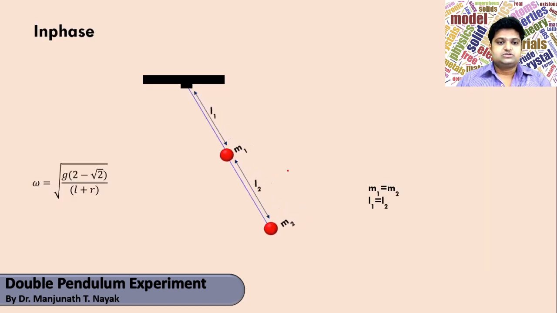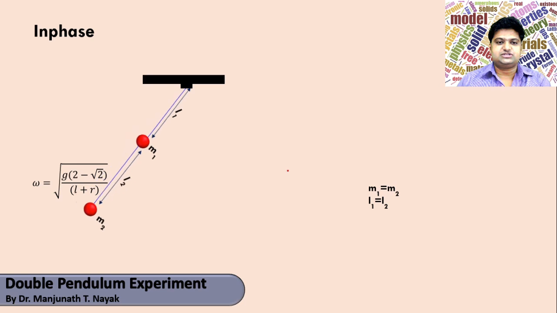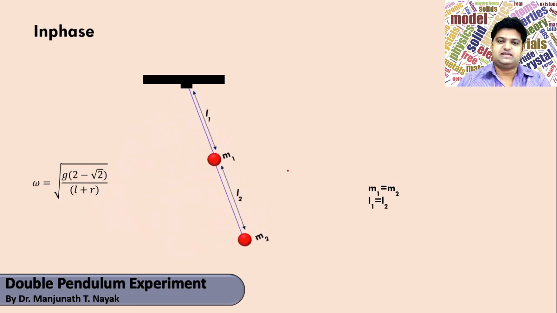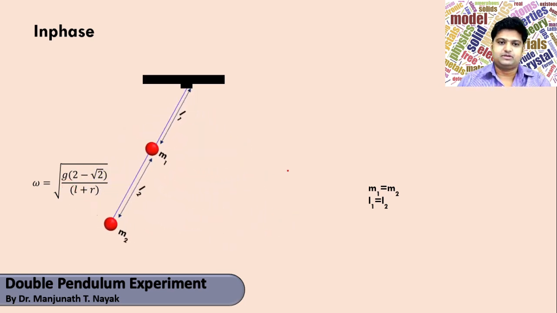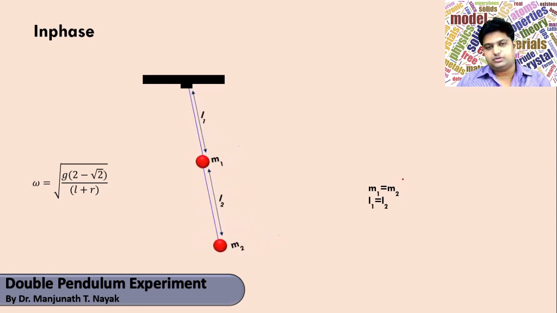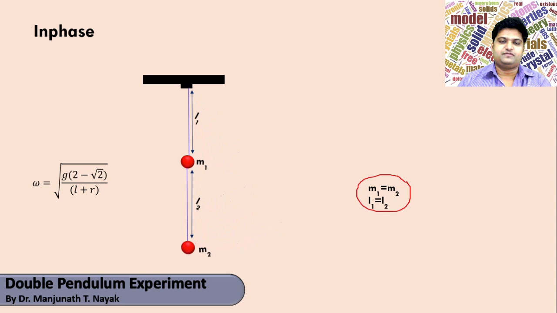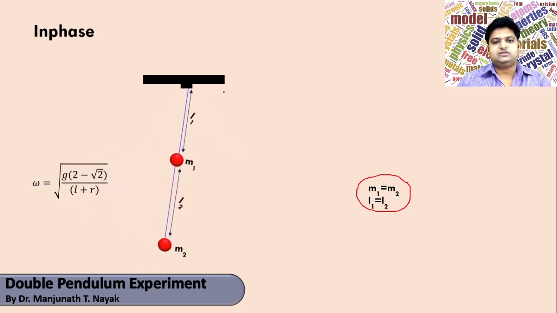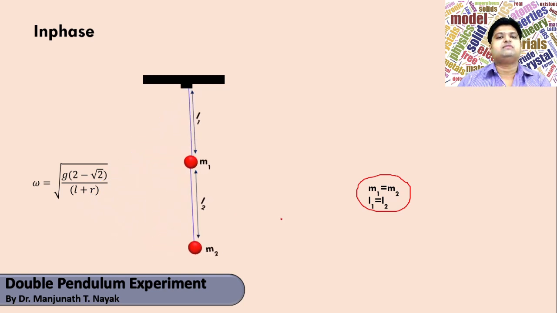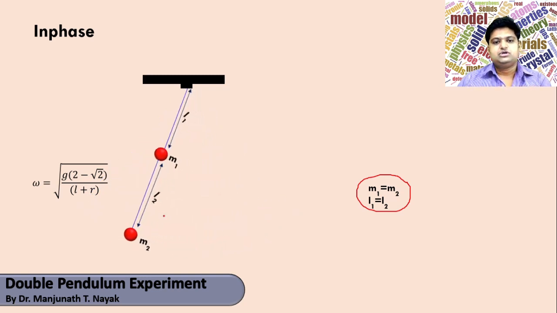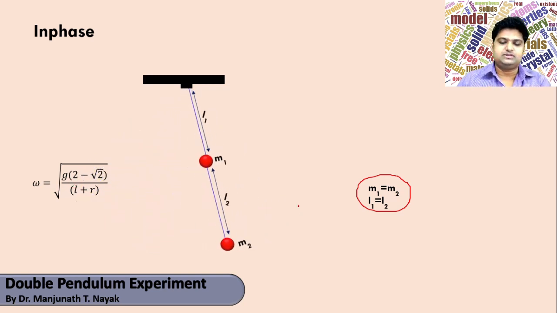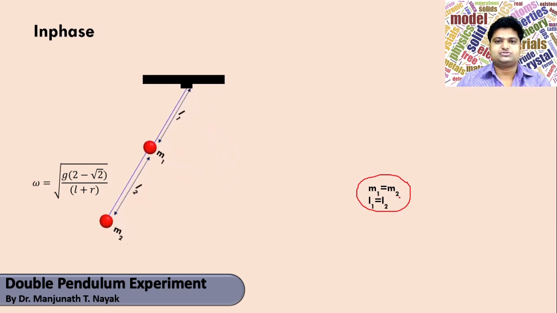So what is in phase oscillation? As you can see in this diagram, both the pendulums are oscillating in the same direction at the same time. The condition for this experiment is that both the bobs that you are using should be of equal mass, and the length, that is the distance between the two bobs, this distance and this distance should be equal. Whatever is the distance L1 should be L2. So both the lengths are going to be equal, and mass is also going to be equal.